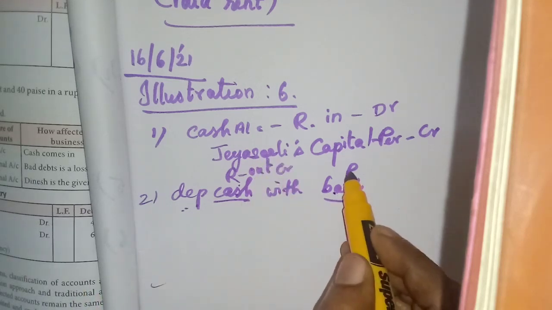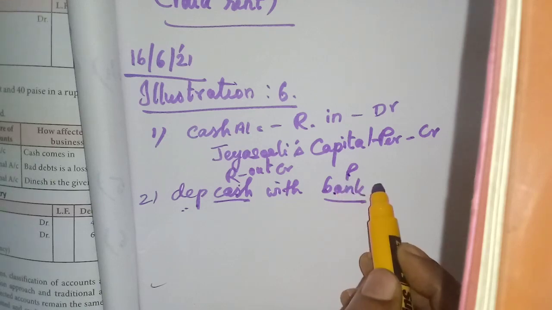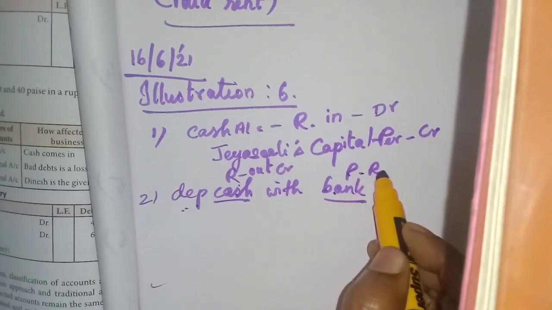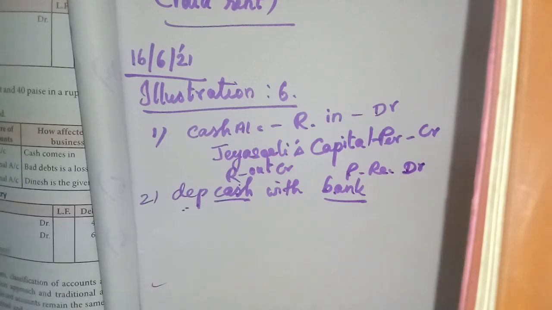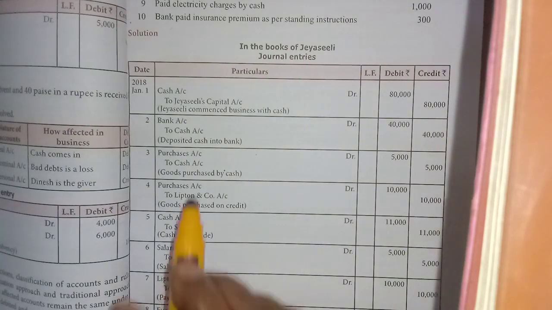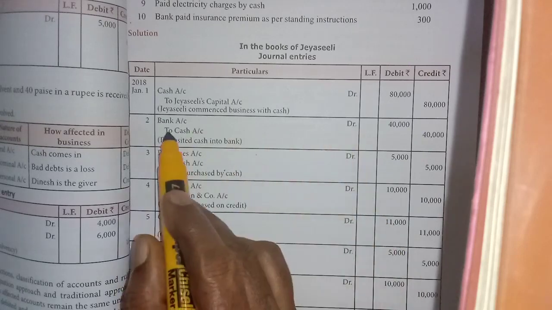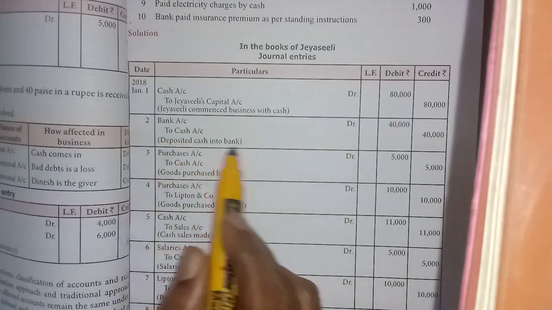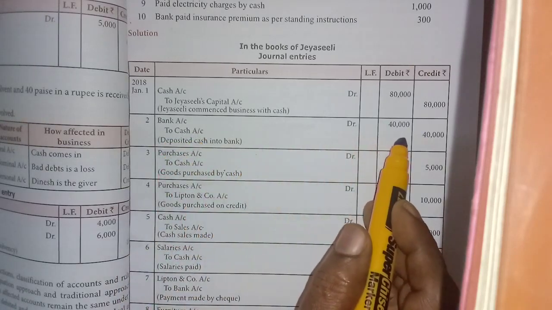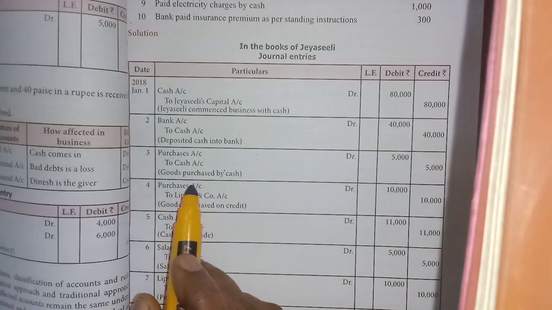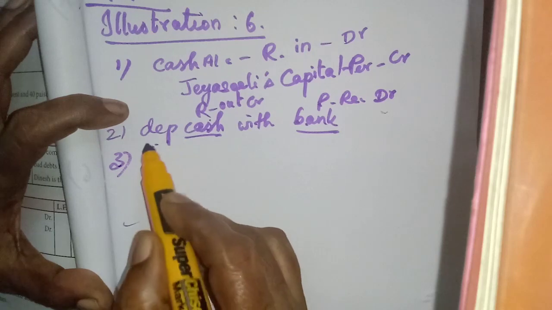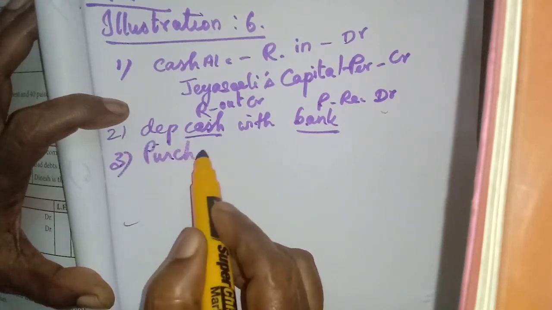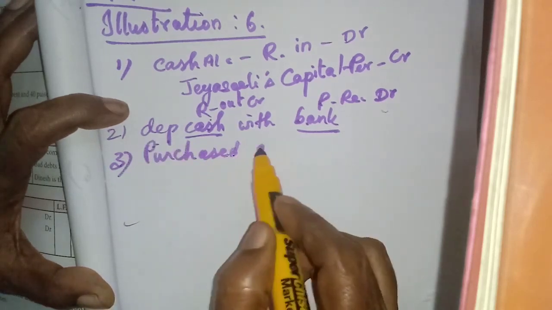Here bank is a personal account. Debit the receiver, credit the giver. The bank is receiving, so we should debit. Now you see the journal entry: bank account debtor to cash account. Deposited cash into bank. Write the amount like this. Then the third one, purchased goods by paying cash.